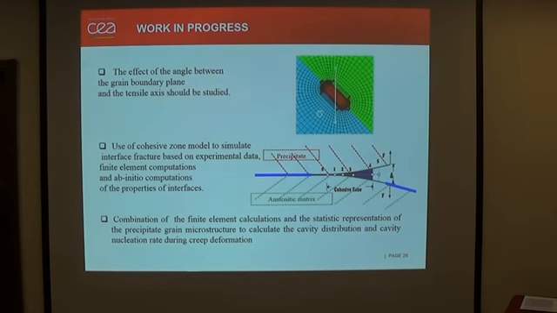For the work in progress, there is one effect that we haven't done, which is the effect of the angle between the grain boundary plane and the tensile axis. And in the following, we want to use a cohesive zone model to simulate the fracture of the interface. And finally, our final objective is a combination of the finite element calculation and experimental observations to calculate the cavity distribution and cavity nucleation rate during creep deformation.